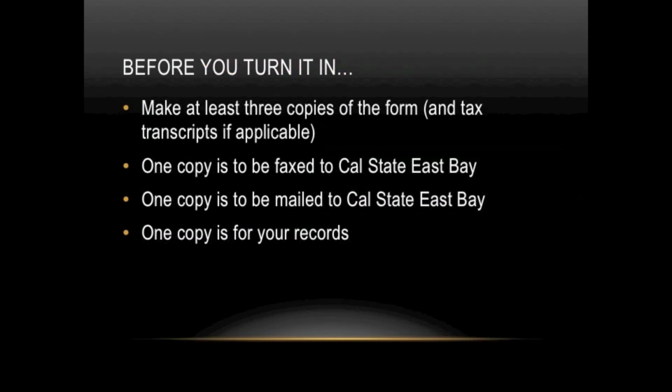Now that the form is complete, you want to make sure to do a few things before you turn it in. First, you should make at least 3 copies of this form and the tax transcripts if you needed to provide them. 1 copy is to be faxed to the Cal State East Bay Financial Aid Office, 1 copy is to be mailed to the Financial Aid Office, and 1 copy is for you to keep for your records. Mailing and faxing these forms will provide 2 methods of delivery so you can ensure your forms are received, and keeping a copy for yourself is beneficial for you just in case you have to rescind the forms.